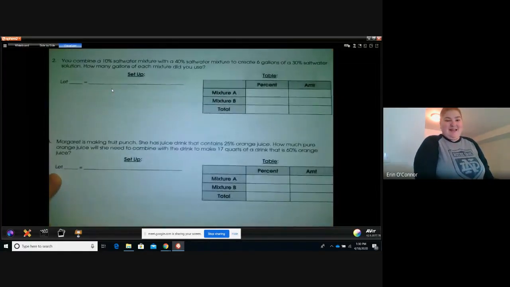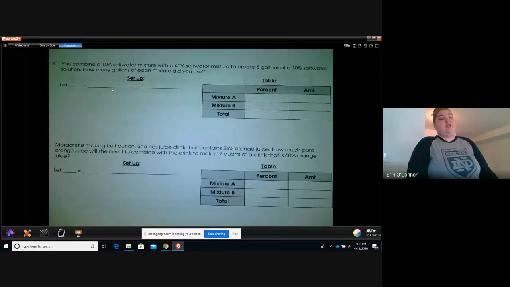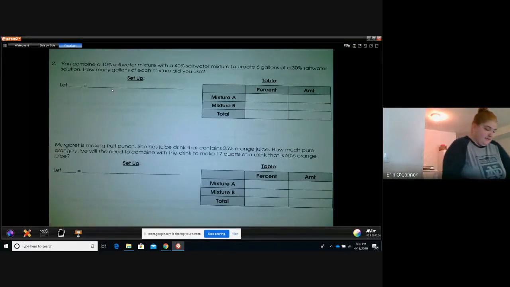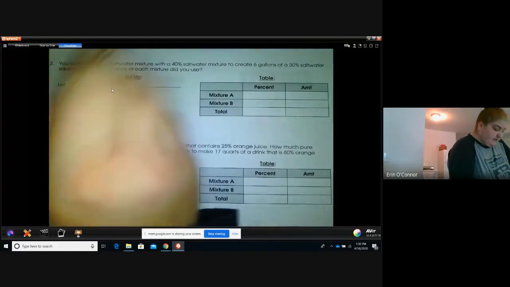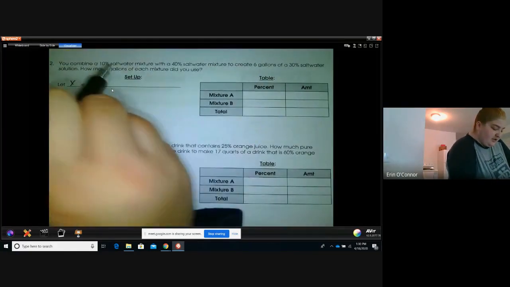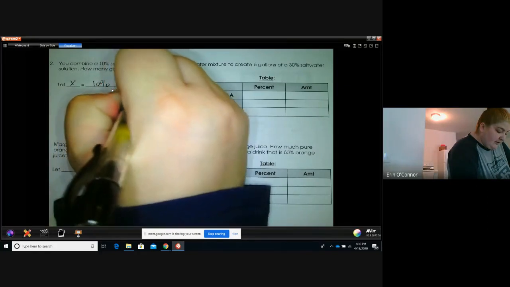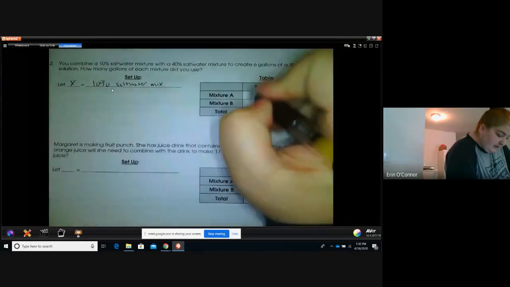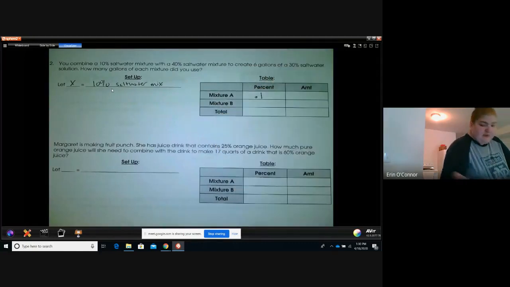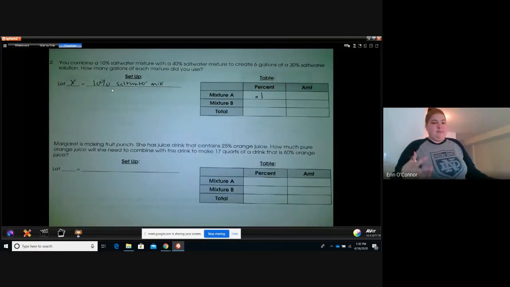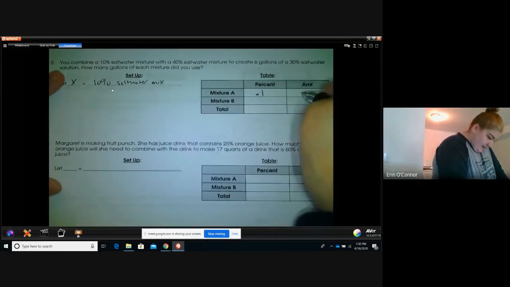You combine a 10% salt water mixture with a 40% salt water mixture to create 6 gallons of a 30% salt water solution. How many gallons of each mixture did you use? So X, again, I'm just going to do the first one, which is 10% salt water mix. So the first one is 10%.